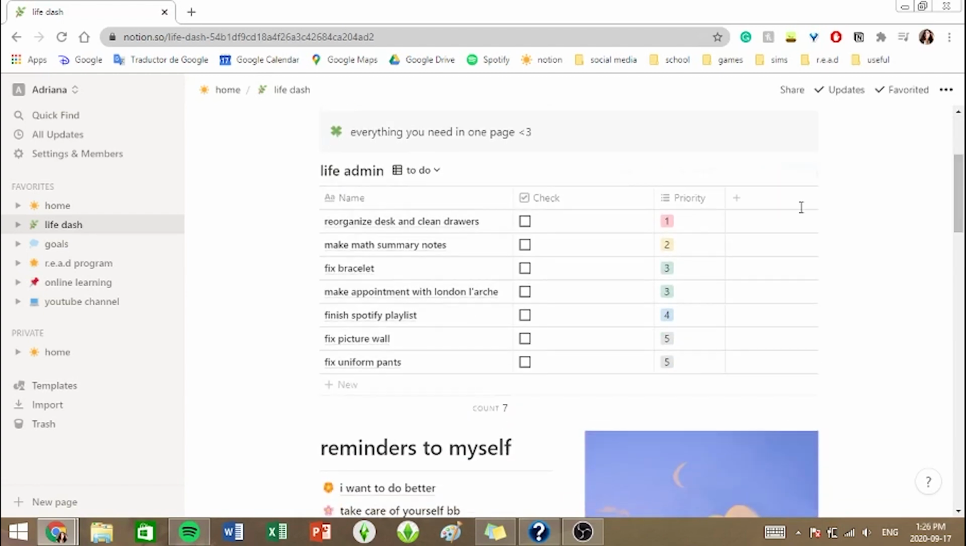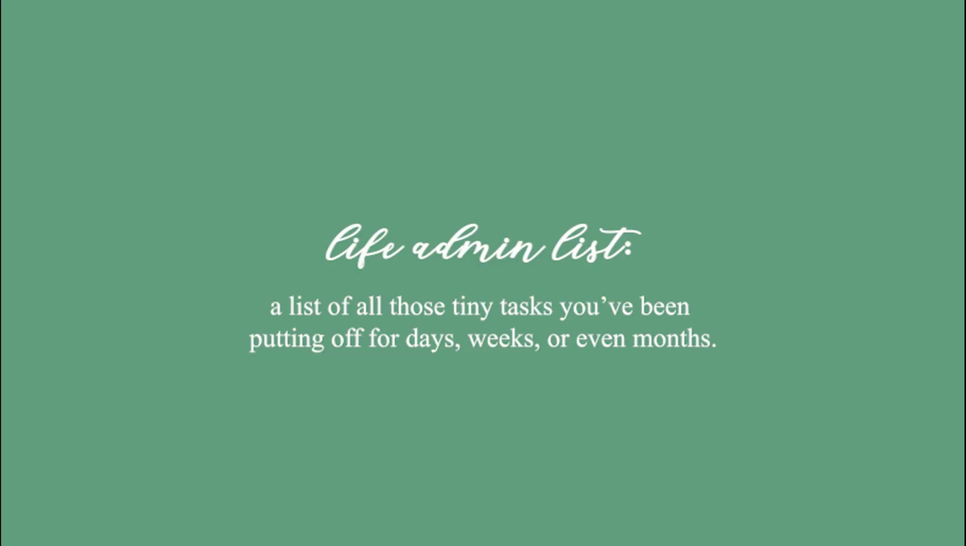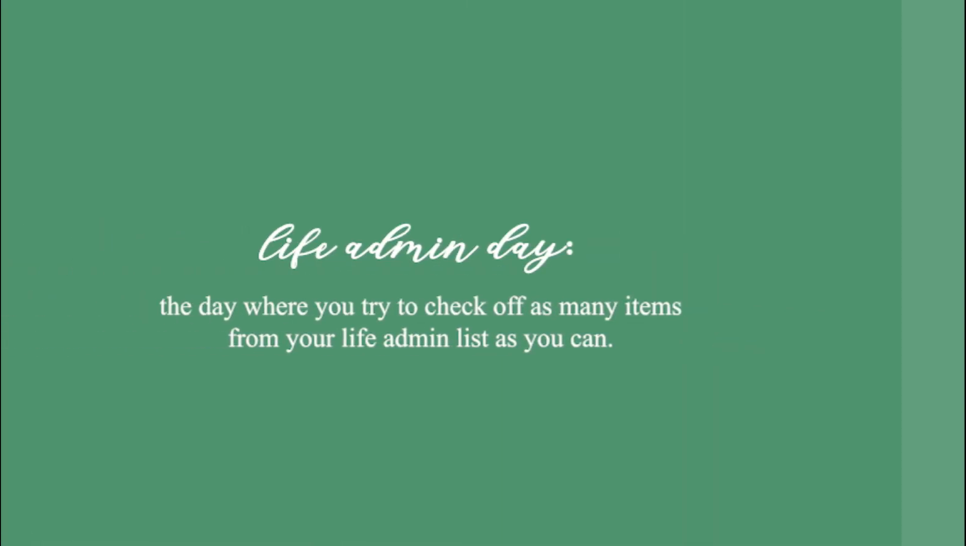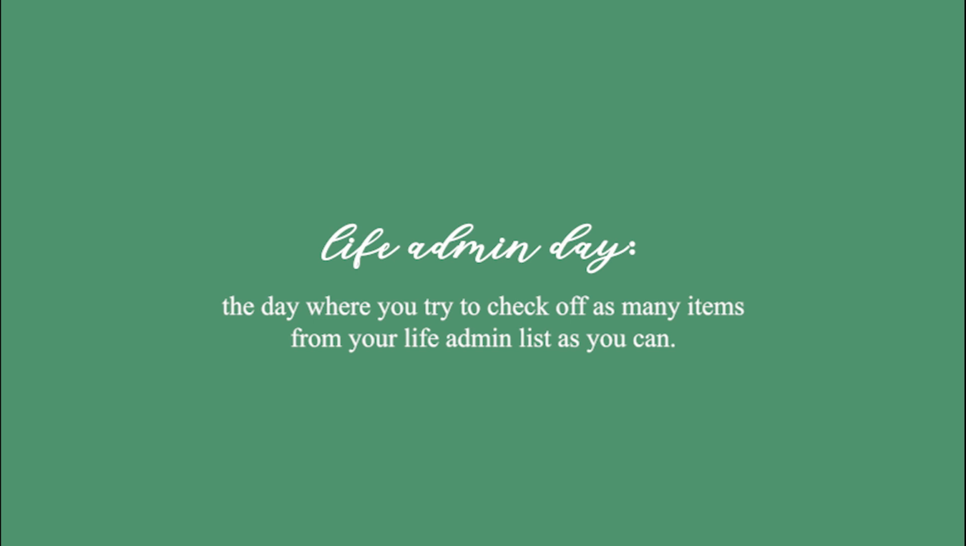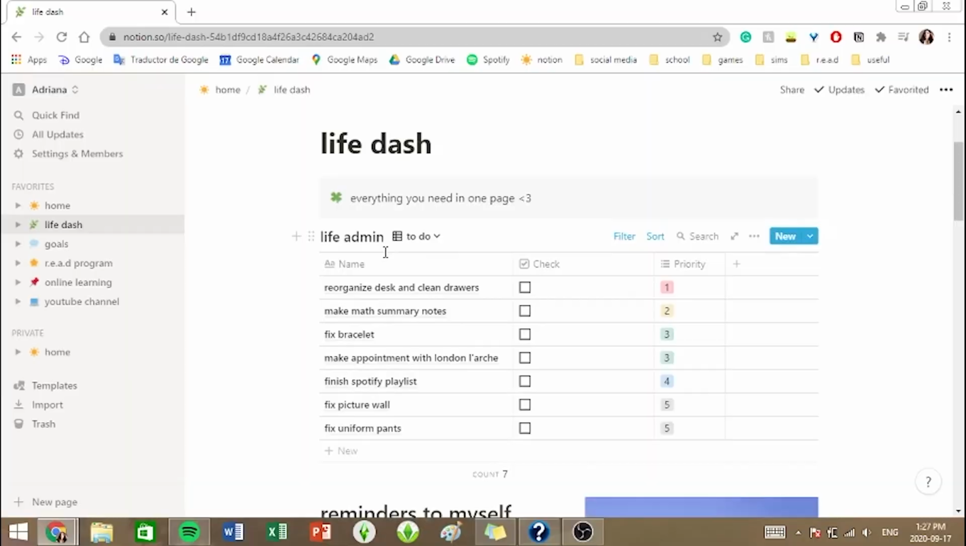And then here I have a table for my life admin tasks. I've talked about life admin in my how organized video, I think. Basically, a life admin list is a list where you put all those little tasks that you've been putting off for weeks or months. And then you have a life admin day where you just do all of those tasks and get rid of all of them. So I just have a list here for that, and I have it in a board so that it's easier to organize.